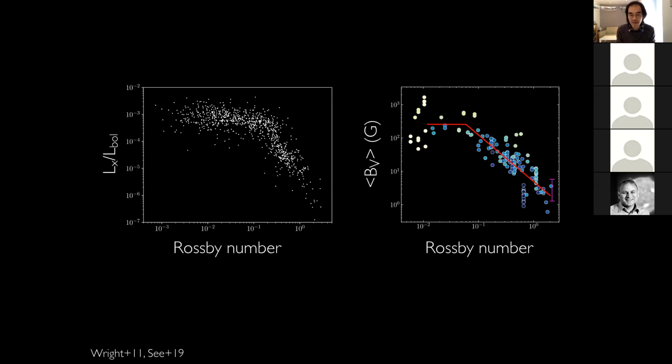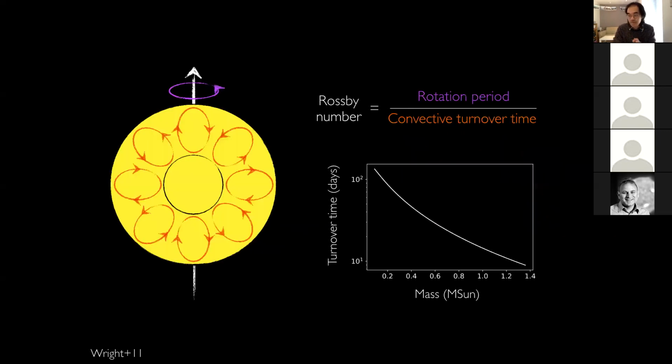The Rossby number is the rotation period of the star over the convective turnover time. It's the characteristic time scale over which convective motions occur in the outer convection zones of low mass stars. And so it's thought that this dimensionless number, the Rossby number, encapsulates or captures the interplay between rotation and convection that's thought to drive dynamo action in low mass stars.